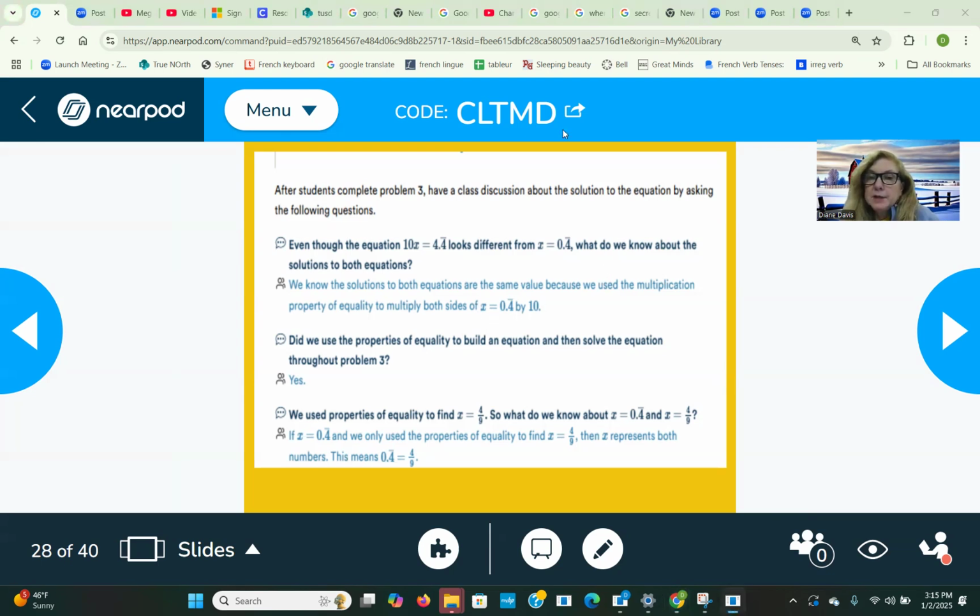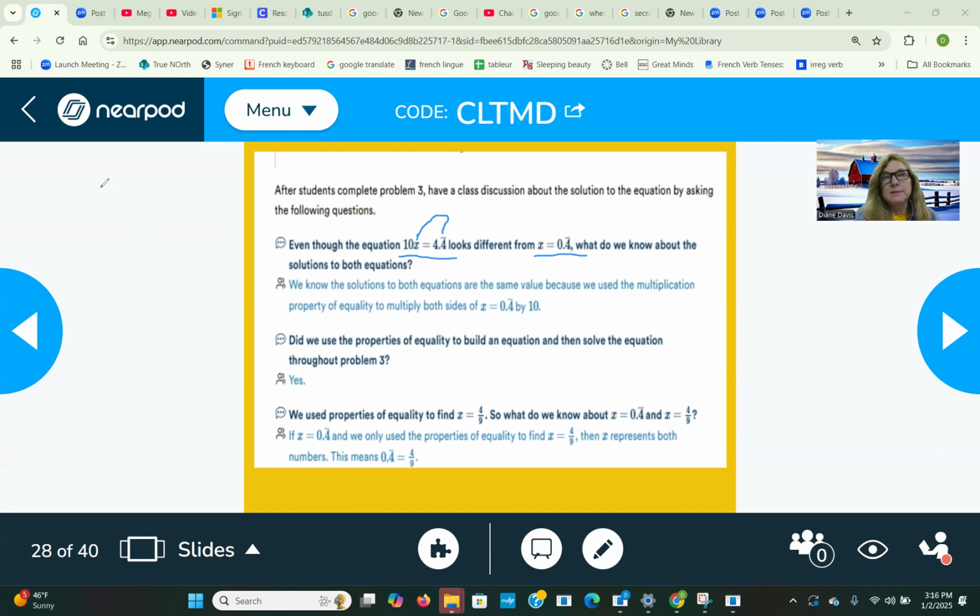So what they're just trying to get you to see is that this is equivalent to this equation, because although this first one has just x equals 0.4, as long as you multiply both sides by the same number, that's called the multiplication property of equality. If you multiply both sides of an equation by the same number, you're going to get an equivalent, a true statement.